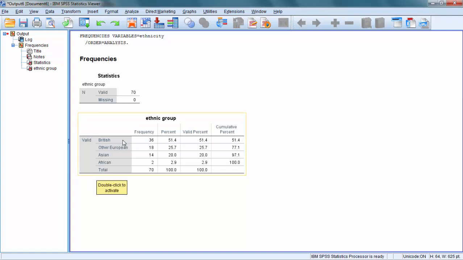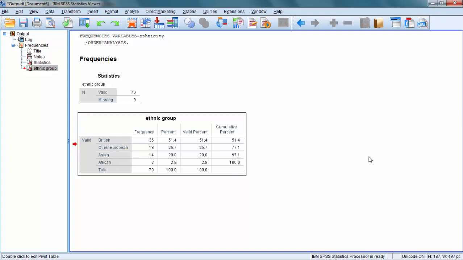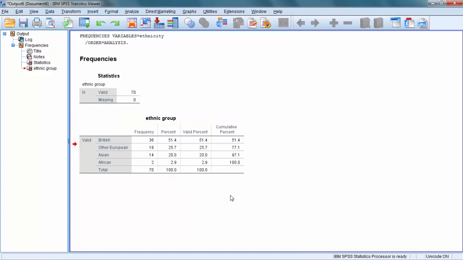We have four response categories. The person could have said that they were British, European, Asian or African, and we have frequency, the incidence of those answers. So 36 respondents said they were British, 18 said that they were European, 14 that they were Asian, and 2 that they were African. So frequency shows you the absolute incidence of a response occurring within a sample.